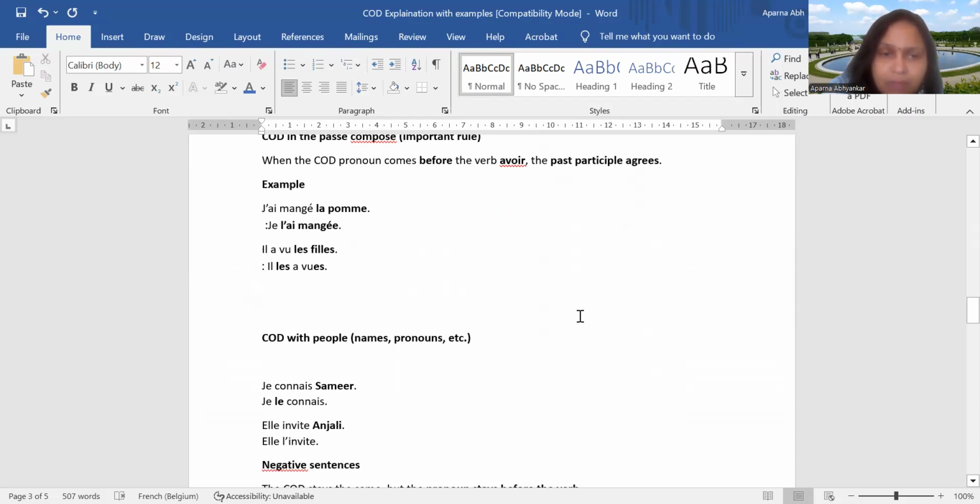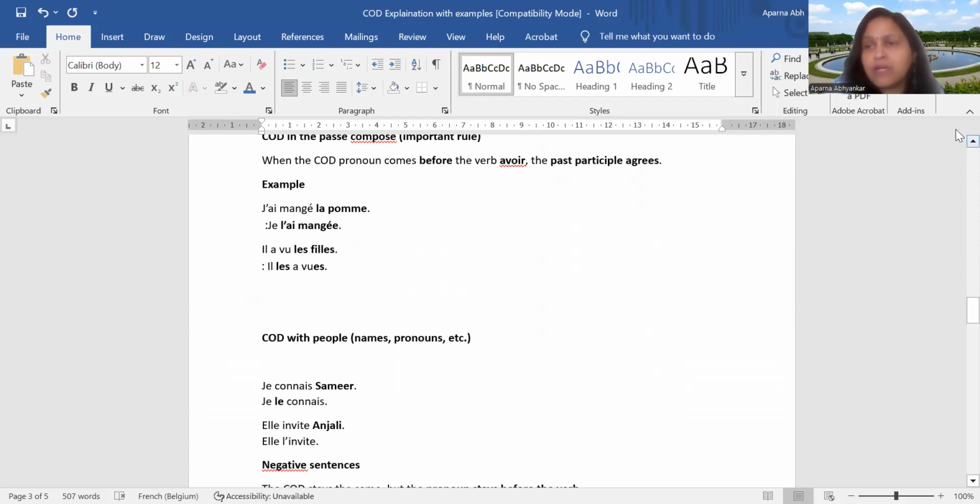See one more example. Il a vu les filles. Il a vu les filles. Now, les filles is third person feminine plural, right? So, les filles will be replaced by les. But since the object is feminine plural, the past participle vu will have es at the end. So, il les a vues.